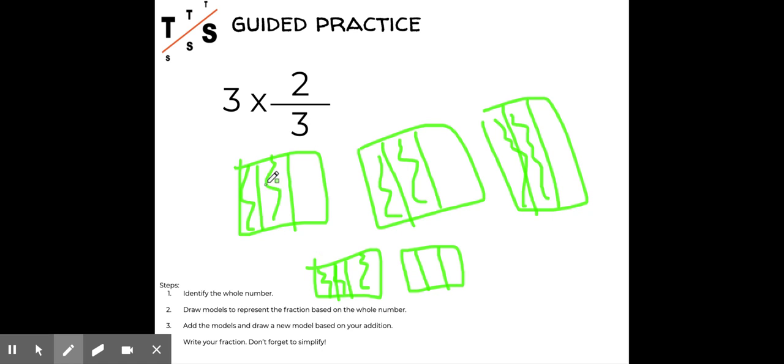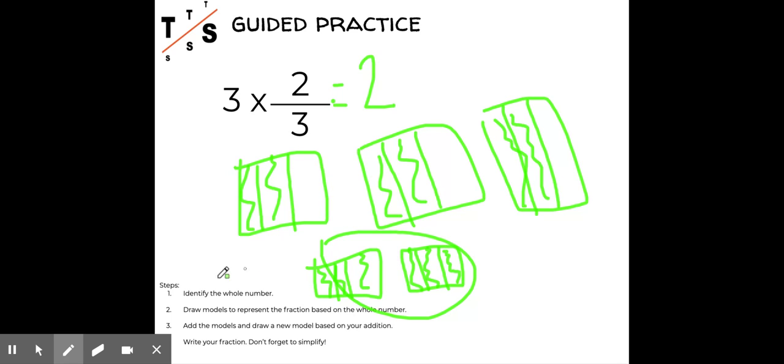So that's these two fill in here. This one comes here, this one goes here. This one goes here. And this one goes here. That means I have a total of 2. So my answer is 2.